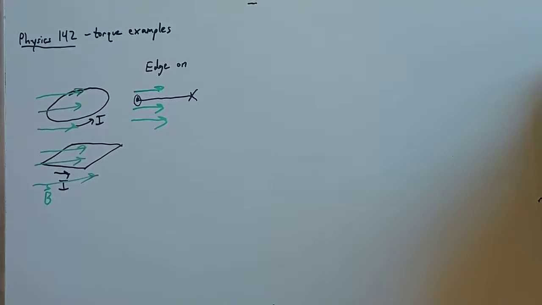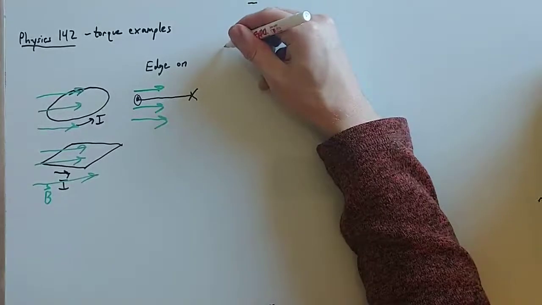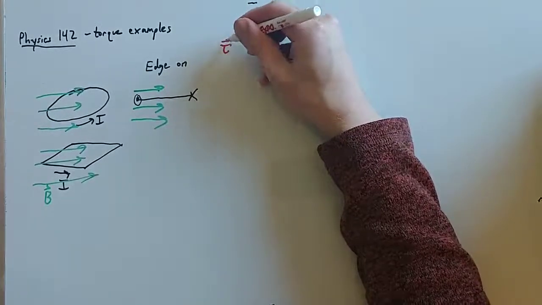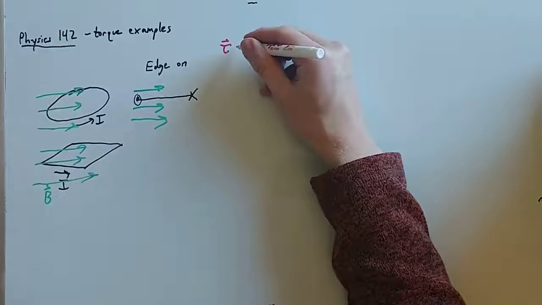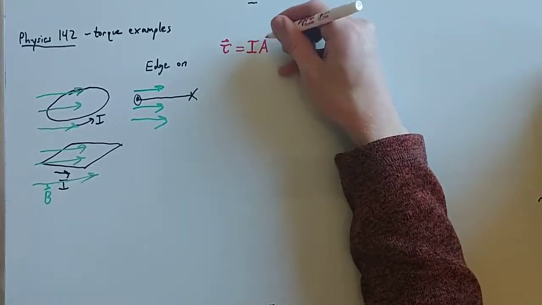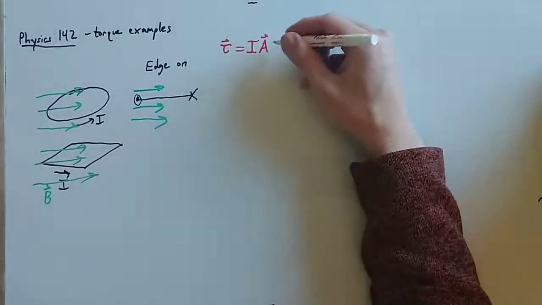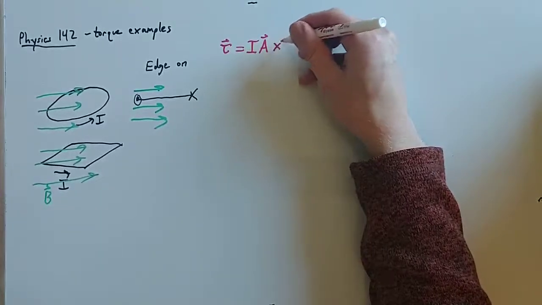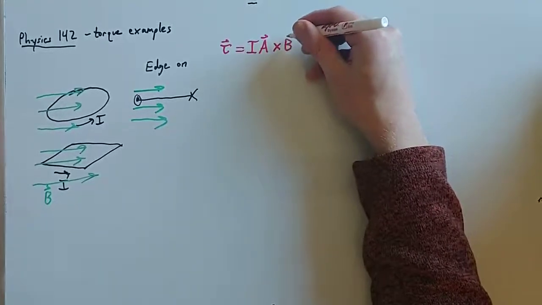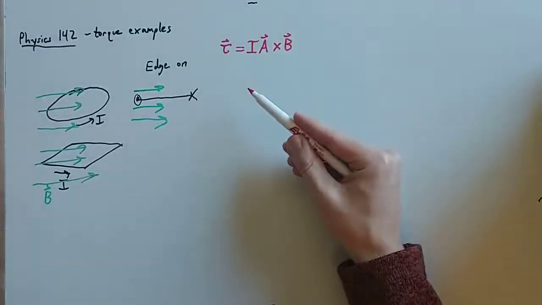And we realized last time that we were able to quantify this net torque, and the way that we could quantify it ended up being the following equation. We wrote down that the net torque on this closed circuit depends on the amount of current multiplied by the area enclosed by the current loop, and then we take that and we cross it with the magnetic field.